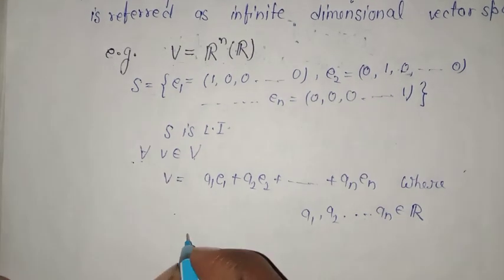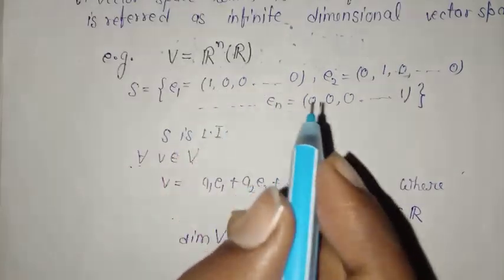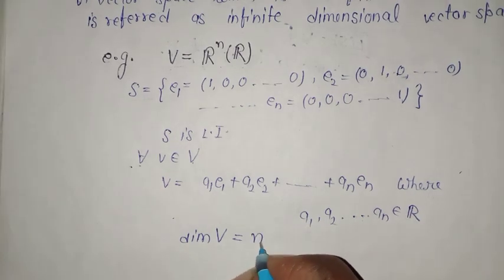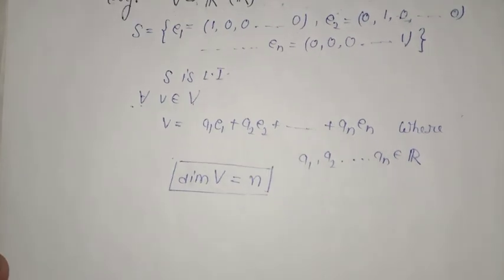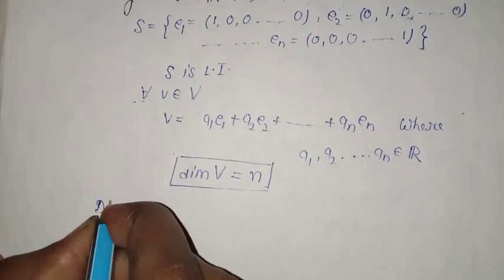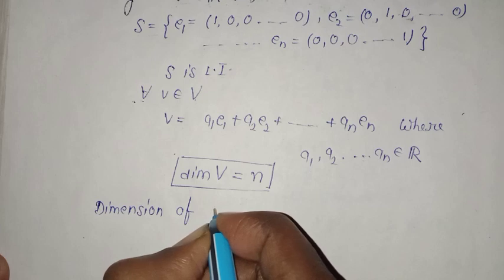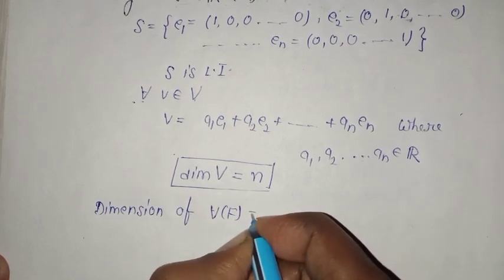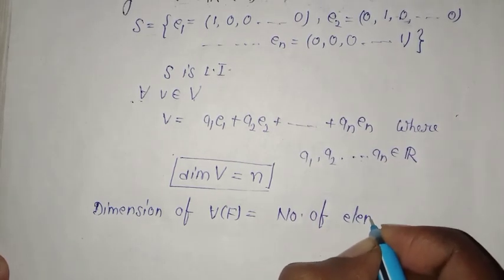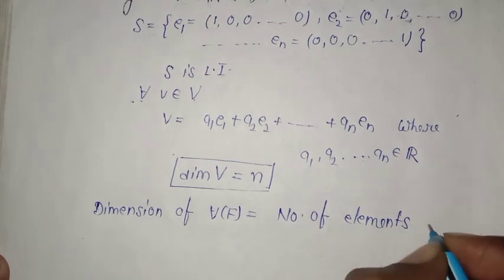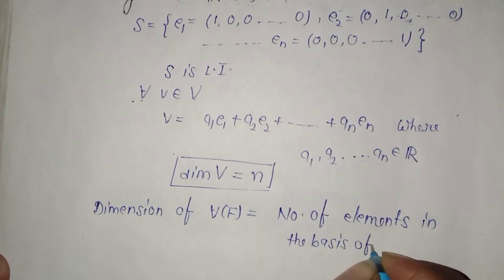So the dimension for this vector space: how many elements are there? n elements, e1, e2, e3 and so on up to en. So the dimension of V becomes n. I hope the definition of dimension is clear. So in short, the dimension of the vector space V over F is equal to the number of elements in the basis of V.